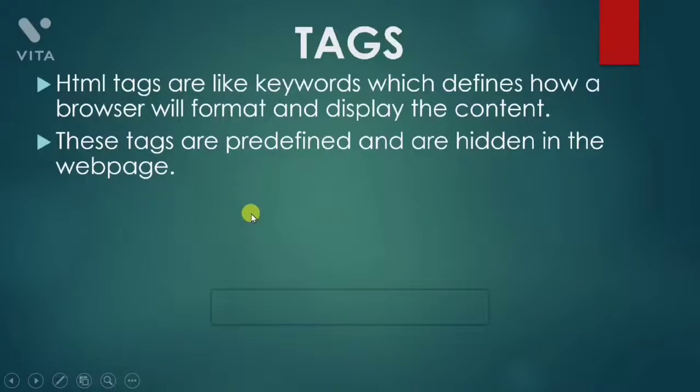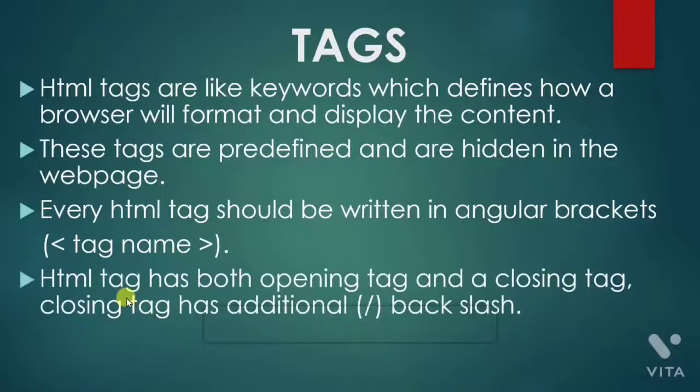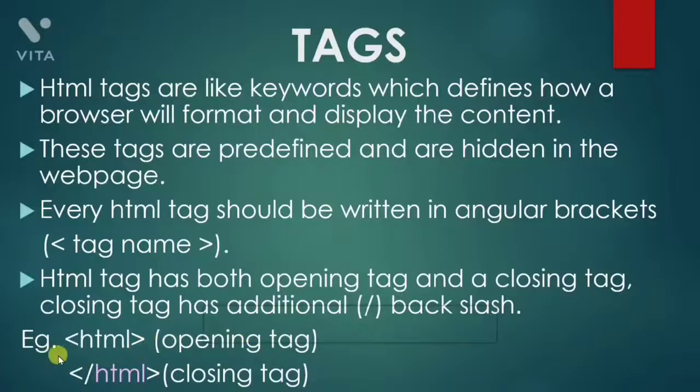So when you see a web page, the tags are not visible to you because they are hidden automatically by the browser. Every HTML tag should be written in angular brackets. So we all know what are angular brackets. These are our angular brackets. In between the angular brackets, we write the name of the HTML tag. An HTML tag has both opening and the closing tag, and the closing tag has an additional slash to it. So we will see all of this in this short program. Coming to next, this is the opening tag and this is the closing tag. This is having an additional slash to it.